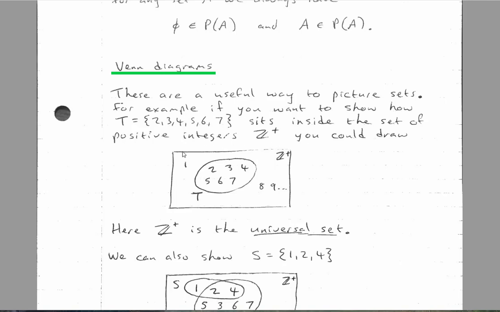And you can make a picture. So the rectangle represents all the positive integers, and then we can see T sitting in there, the numbers 2, 3, 4, 5, 6, and 7, and the other positive integers are outside the circle.